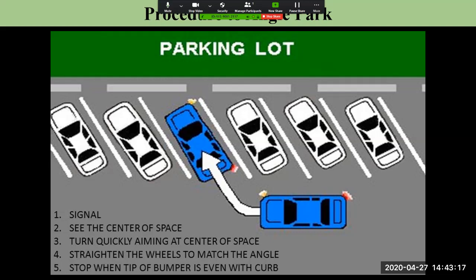And notice that on this angle park, your right bumper is going to get to that curb before your left bumper, so you have to use your reference point out of the right side.